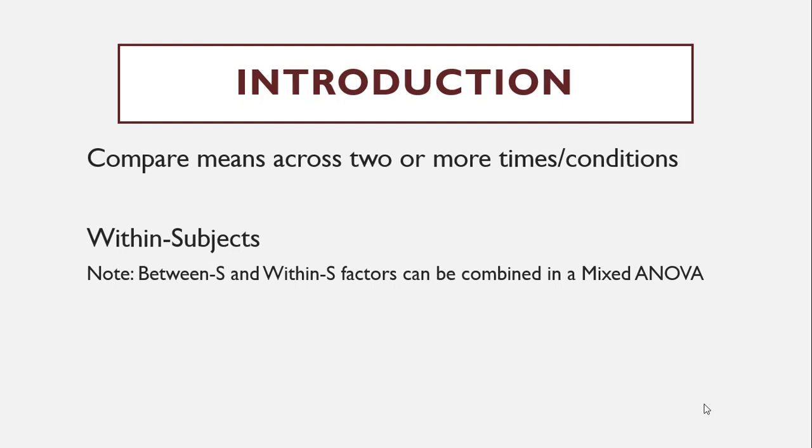In this case, though, we're going to focus on the within subjects of the repeated measures, and we're going to do what's called a one-way repeated measures or one-way within subjects ANOVA, because we're only going to want to look at one factor, and that factor is time or condition.